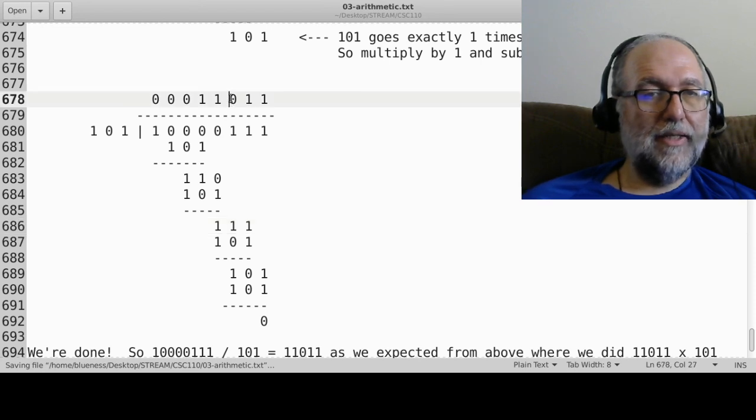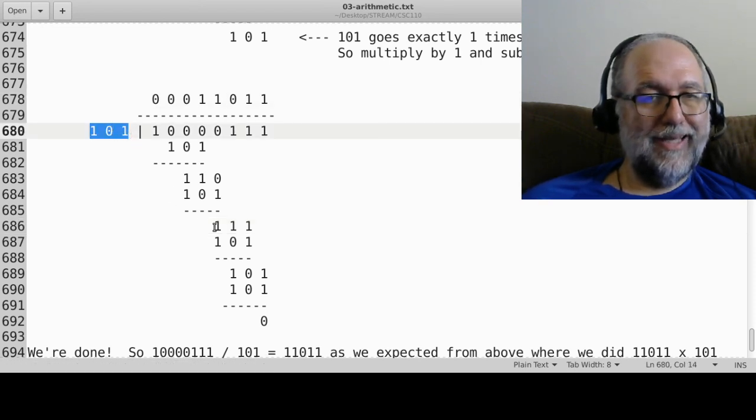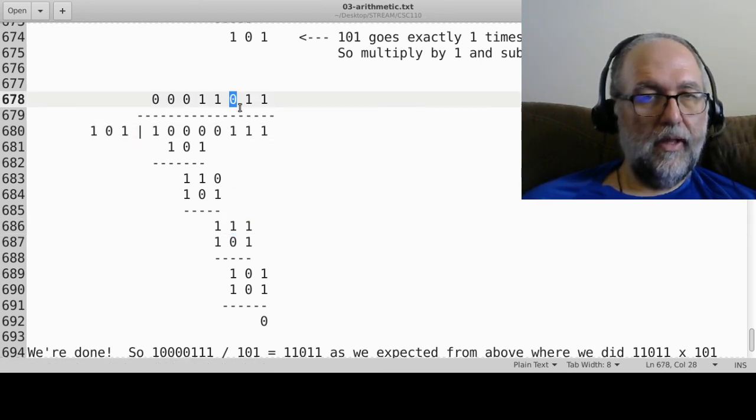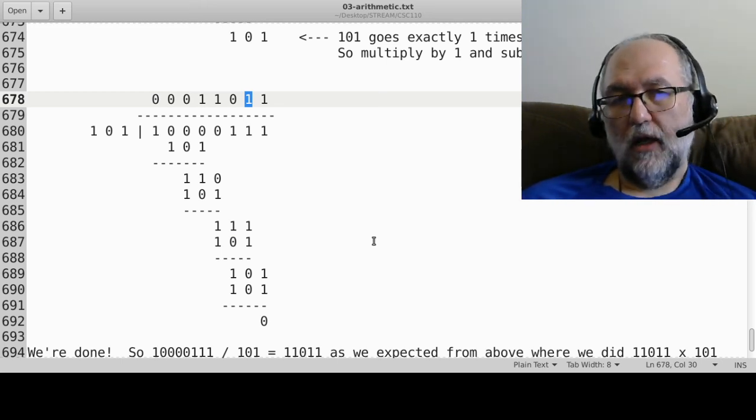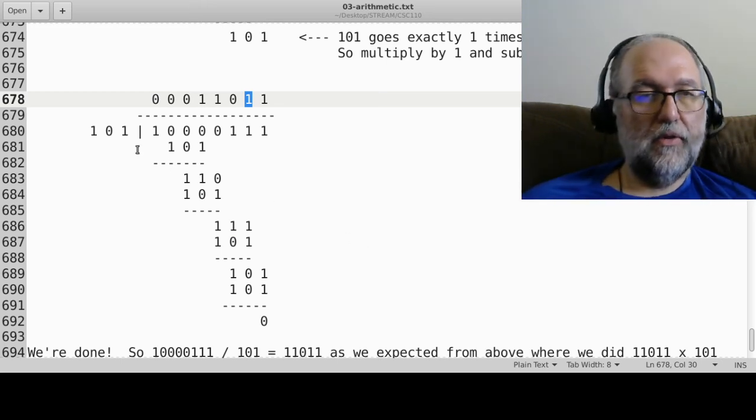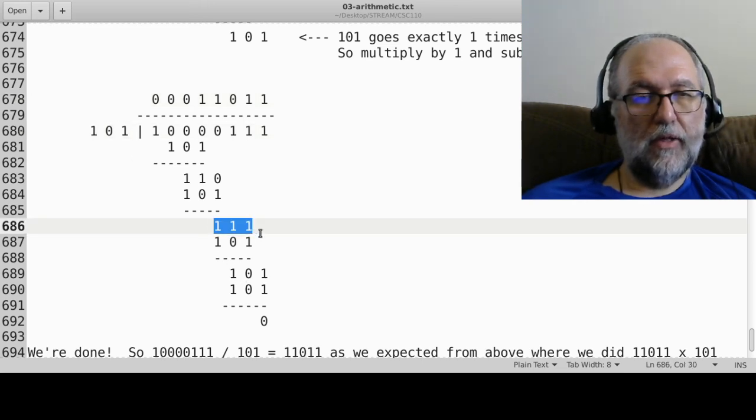Because this does not divide into that, we added 0. Then we brought down the next one. We said, well, does this divide into that? And the answer is yes. So the guesswork is just reduced to a very simple check of whether this number is bigger or smaller than that number. And if it is, you put a 1. If it isn't, you put a 0, and you just move on that way.